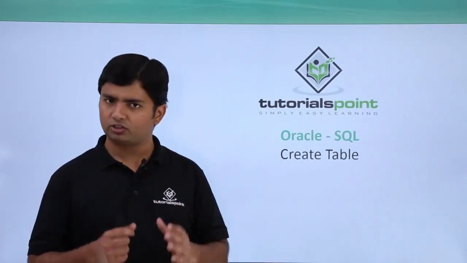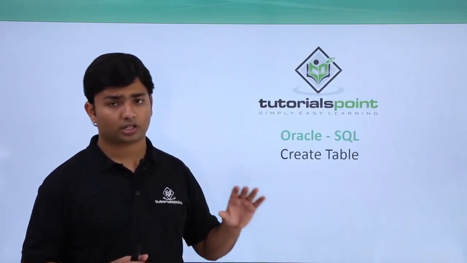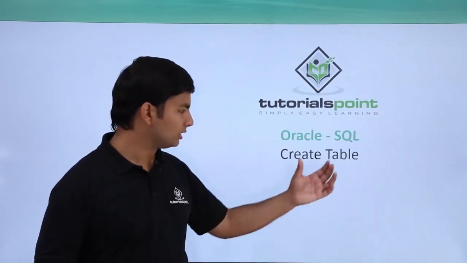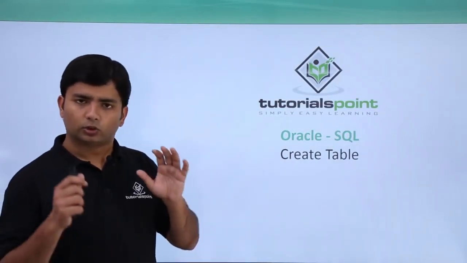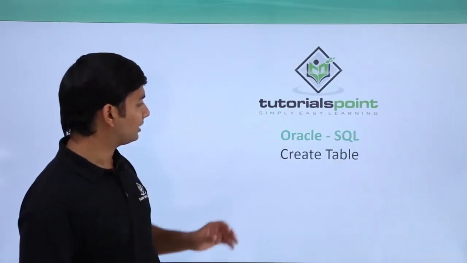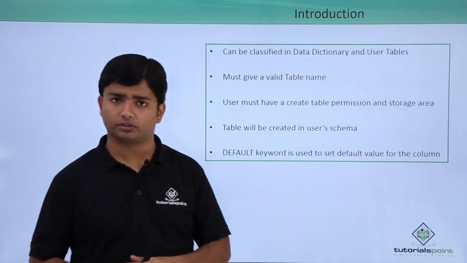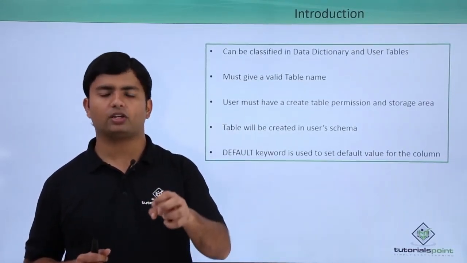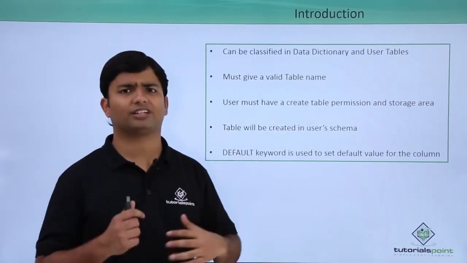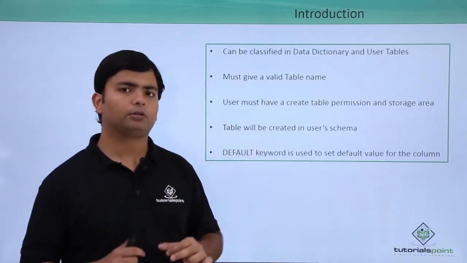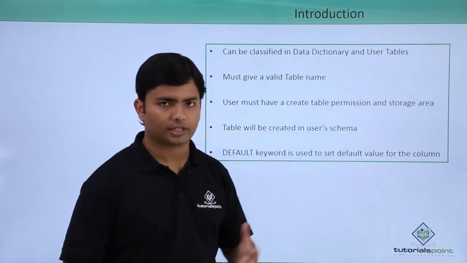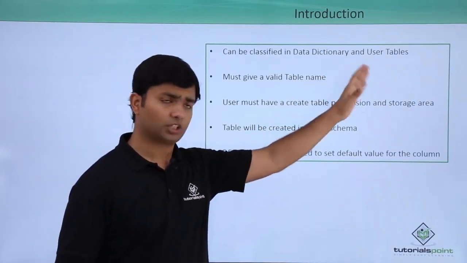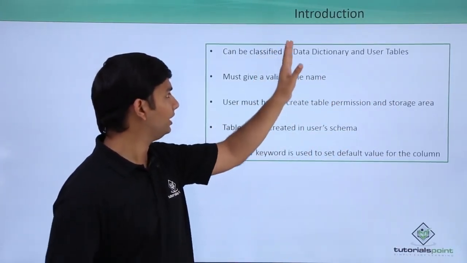In the previous video we just had a look at the data definition language, and create is one of them. So in this video we'll work on how to create a table. You can classify tables into two parts, that is the data dictionary and user tables. Data dictionary is something which stores the metadata, meaning the core information of any Oracle database will be stored in the data dictionary. These are the system tables, you can say. And the tables on which we are going to work are the user tables. Any user which has the permission to create a table will be able to create a user table. We cannot make any changes in the data dictionary.